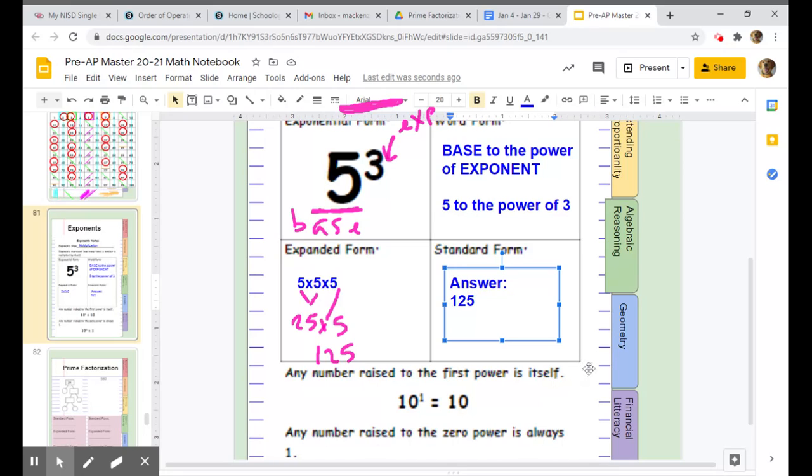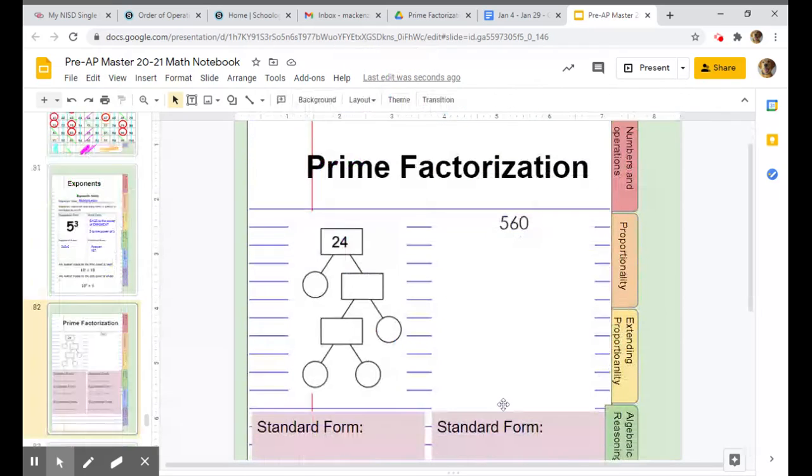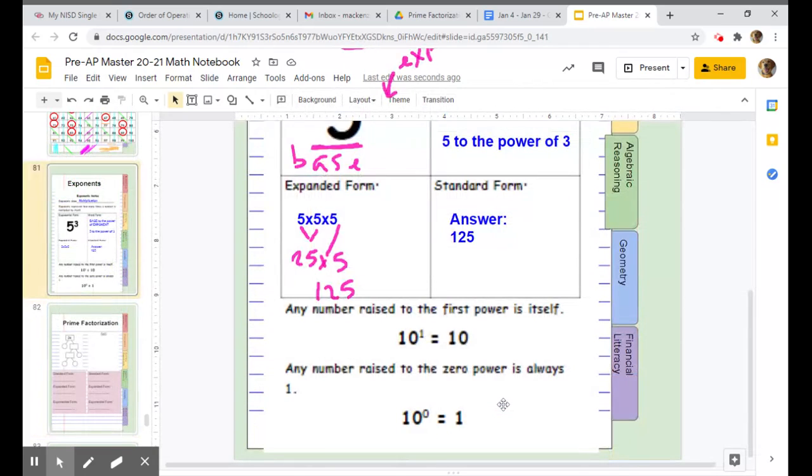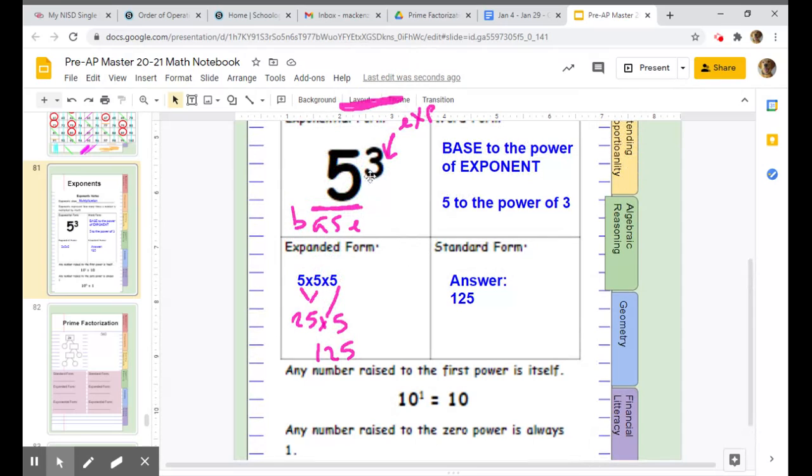Any number raised to the first power is itself. So if it says 10 to the power of 1, that means the number is just 10. And then any number raised to the power of 0 is always going to be equal to 1. So if I had 7 to the power of 0, the answer would always be 1. The ones you guys are going to see more, though, are these ones, okay, with squares and cubes.